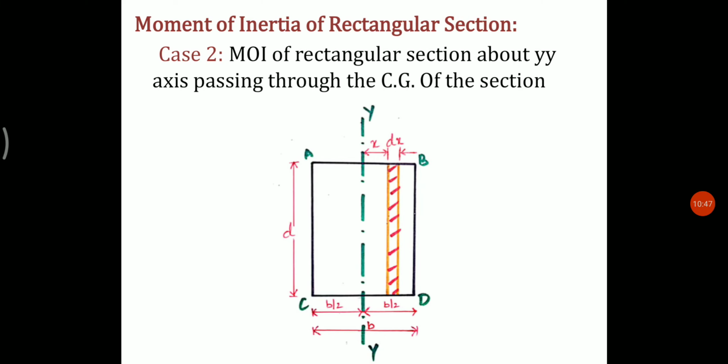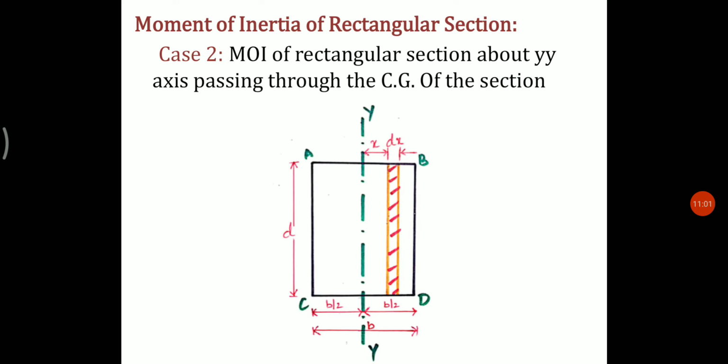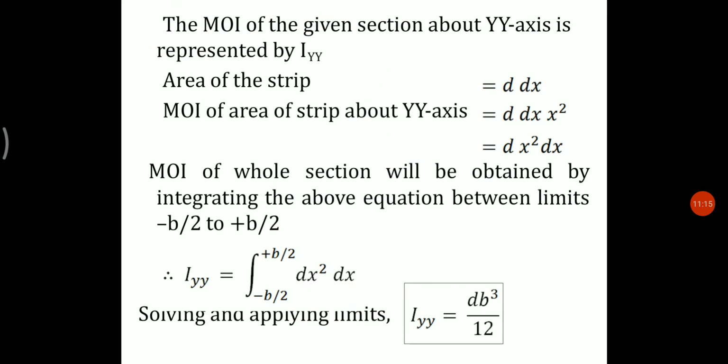So in the second case, we will consider the axis in the yy direction. Moment of inertia of rectangular section about yy axis passing through the CG of the section. Now again consider the same rectangular section, but we are considering the elemental strip in the vertical direction, and the distance between this yy axis to the elemental strip is x and the thickness of the elemental strip is dx. Now again the area of the strip will be equal to d into dx. Moment of inertia of area of strip about yy axis is equal to area into distance square, x square.